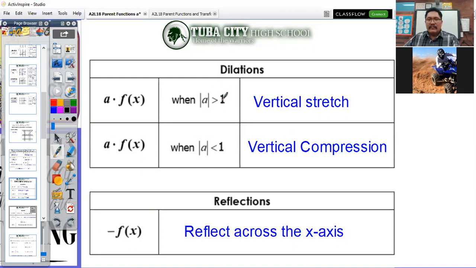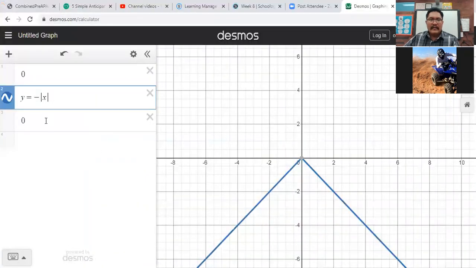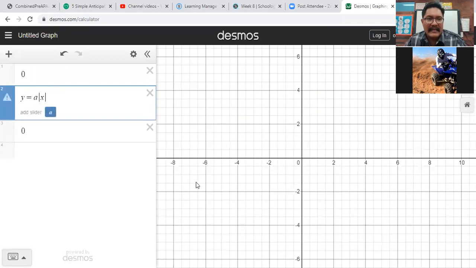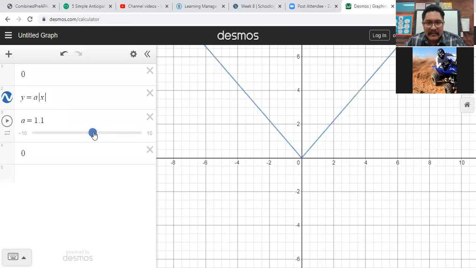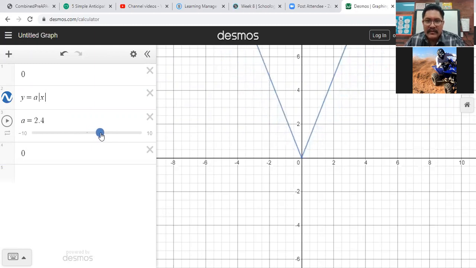Now, to show what's going to happen with vertical stretch and compression, I'm going to go back to the chart here, and I'm going to put a number in front, but I'm not going to put a number. I'm going to put A here. And what that's going to allow me to do is put a slider there. I am going to increase it little by little. So you can see that as I increase it, the stretch is being pulled higher and higher.